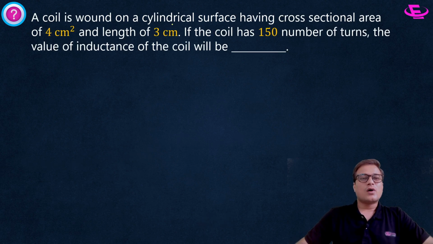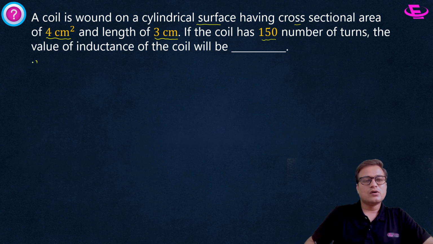It is saying a coil is wound on a cylindrical surface having a cross-sectional area of 4 cm square and length of 3 cm. If the coil has 150 turns, the value of inductance of the coil is? So what will you write? You write given that: area of cross section of frame is 4 centimeter square. Next, L equals 3 centimeter.